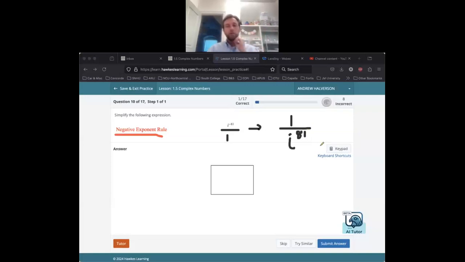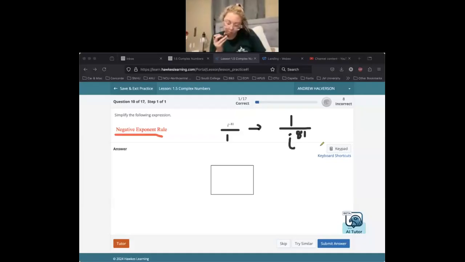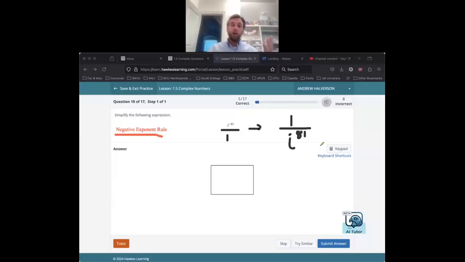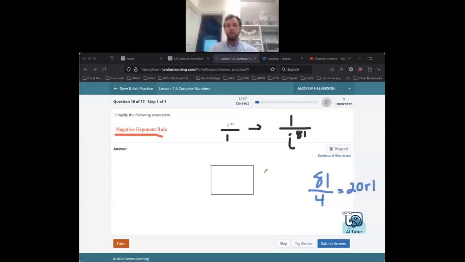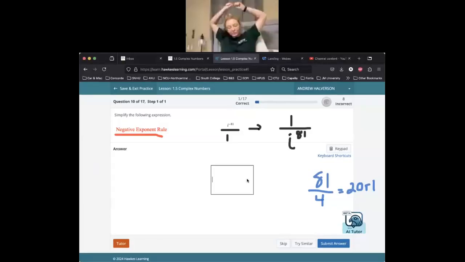Now, from here, what do we do? You use your clock. It's clock time. We don't like exponents over i's. So to resolve the exponent over the I, you got to find out where on the clock it is. And so we do that by what? 81 divided by 4. And that gives us 20, remainder 1.